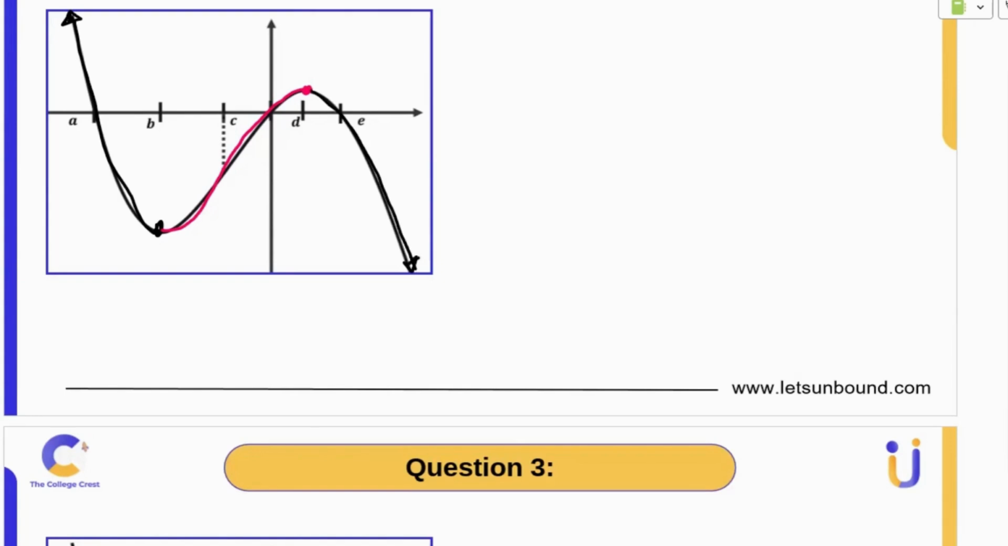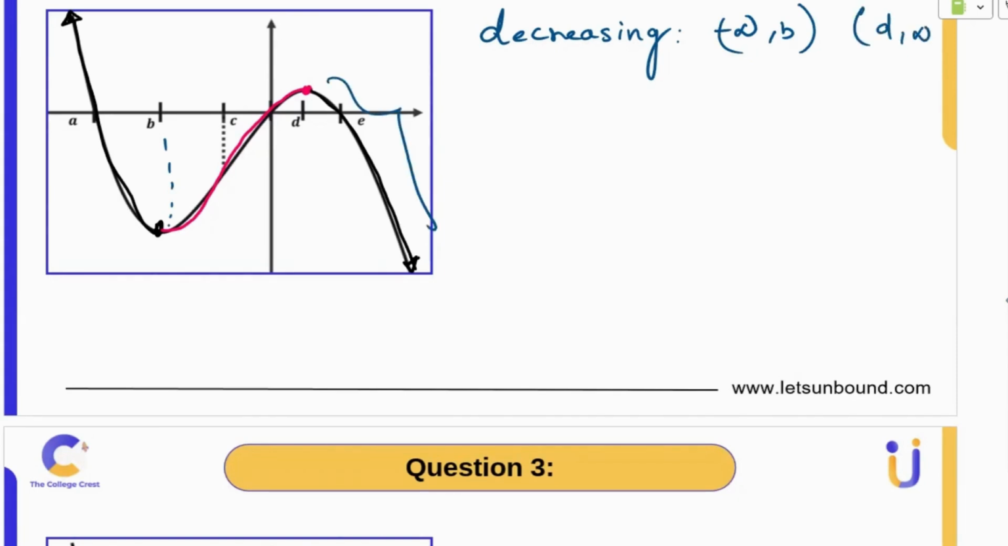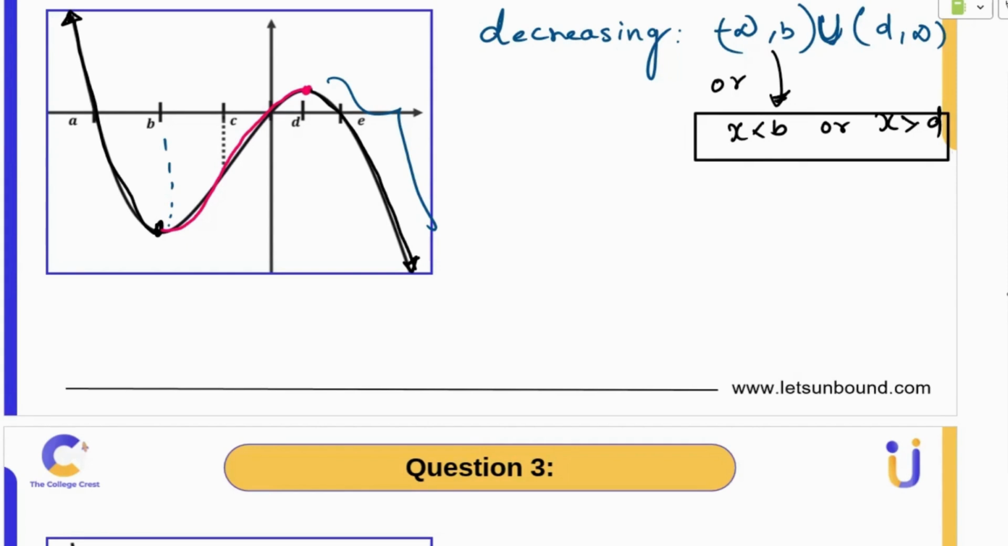So when you go for the intervals of decreasing, there are two intervals: from minus infinity till this B point, and then there is a break. Then there is another decreasing part, that is D to plus infinity. If you want to join them, you need to join them using the union. Or the other way is to write x less than b or x greater than d. This way we can also say it. Basically we can go with interval notation, as they are asking on what intervals.